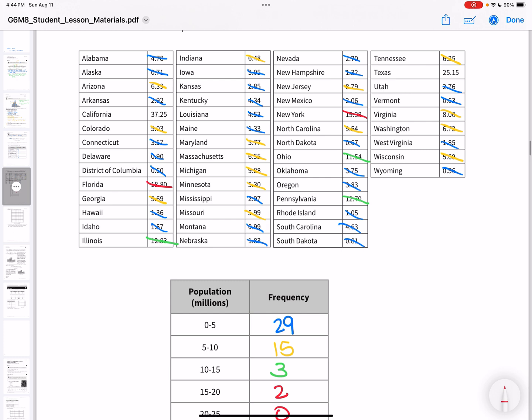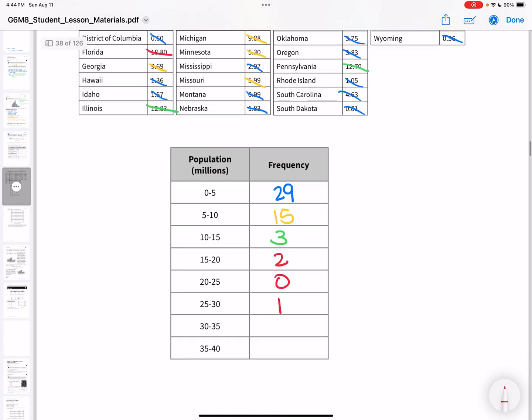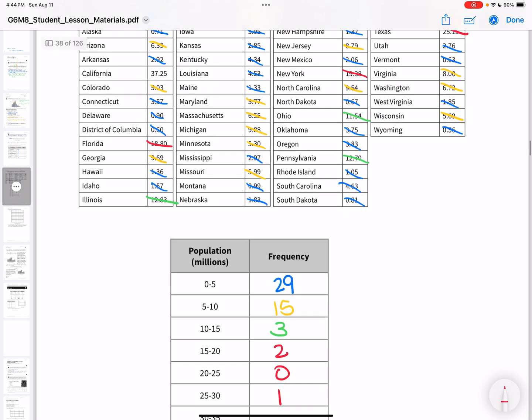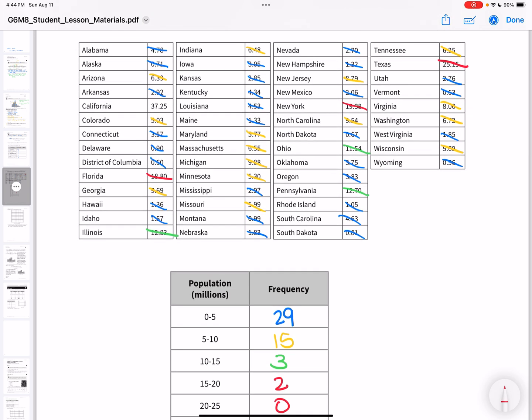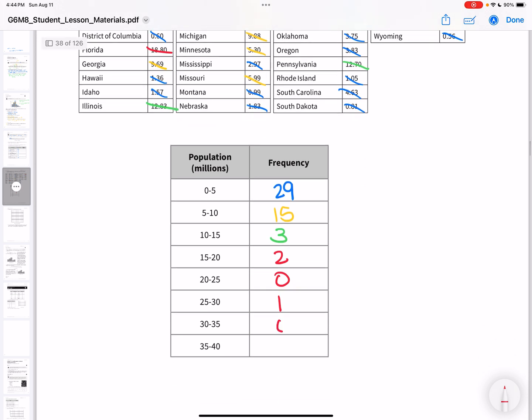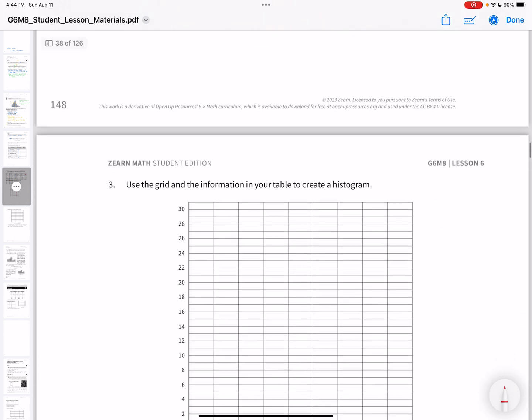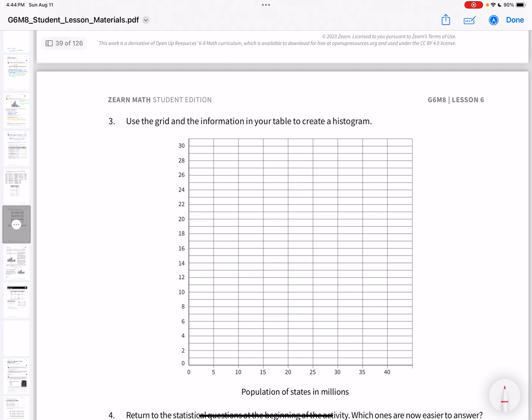There's 25 and 1500. So we have 1. 30 to 35. The only one I see left is this one, and it is 37. So that would be a 0 and then 1 right there. All right, so we've got our frequency table finished. Let's keep going. Use the grid and the information in your table to create a histogram.